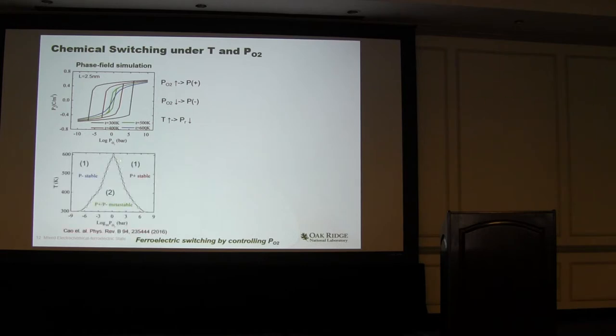And we plot the boundaries between the P minus and P plus stable states, which only have one polarization solution in this plot. And in between these two states, there's a metastable or intermediate state where both polarization in upward and downward state can be stabilized.